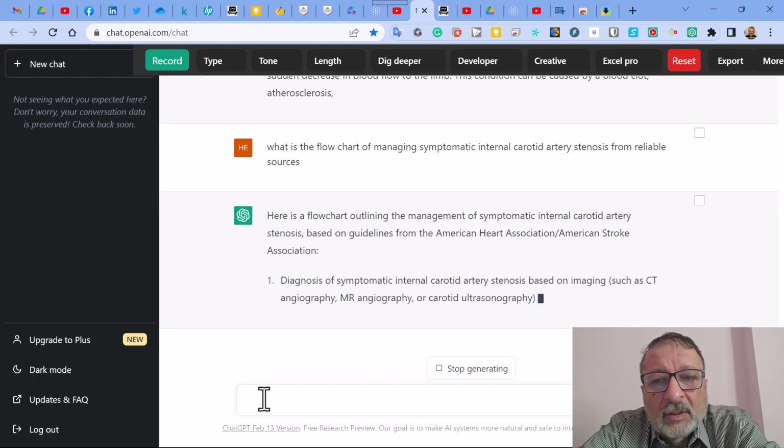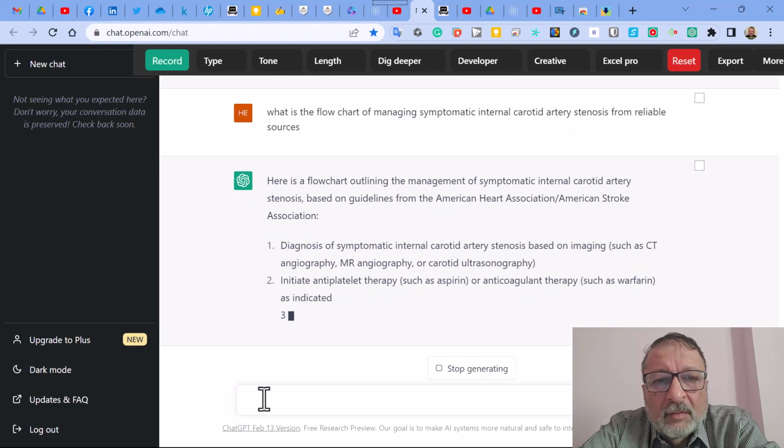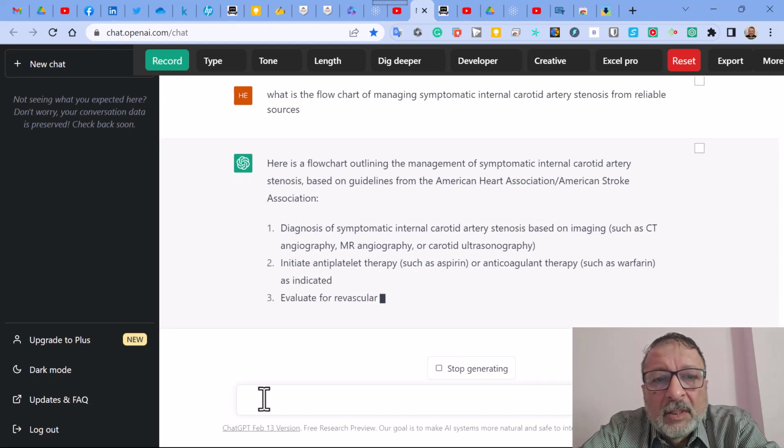But he said from AHA, initial antiplatelet therapy, such as aspirin, and evaluate the revascularization with either carotid endarterectomy, CEA, or carotid artery stenting, CAS. Again, all this is correct.